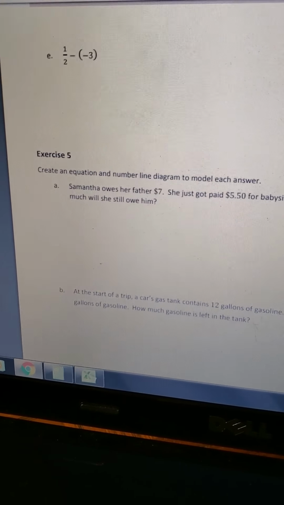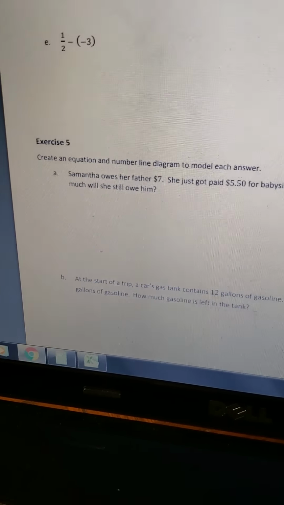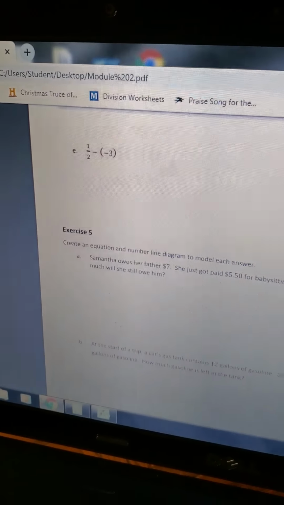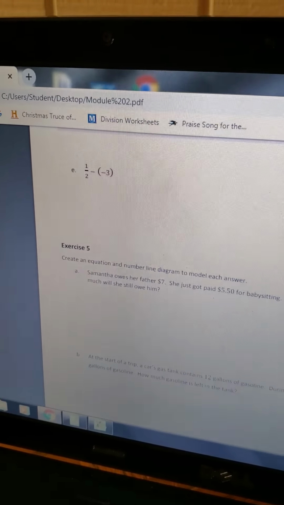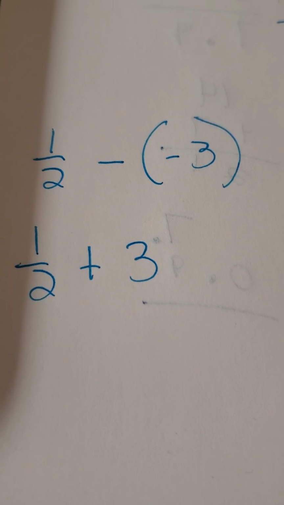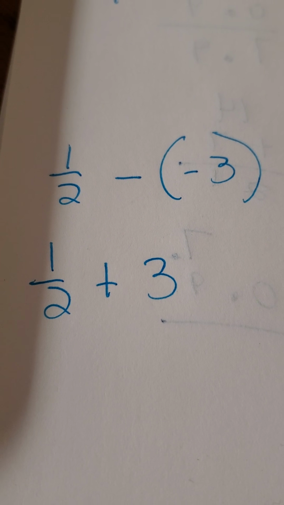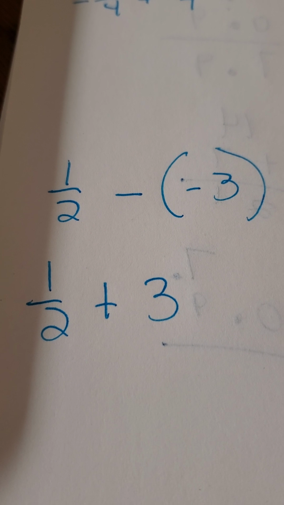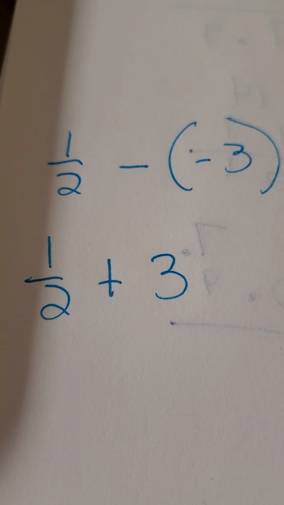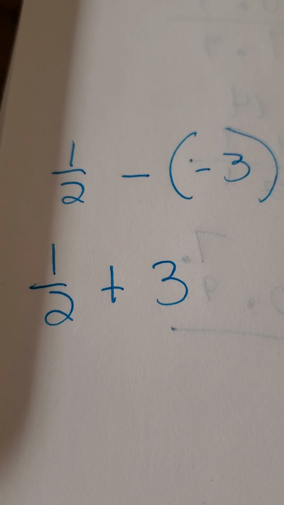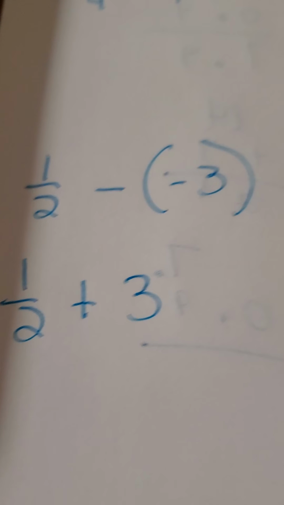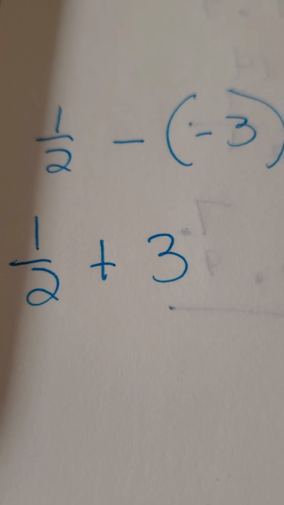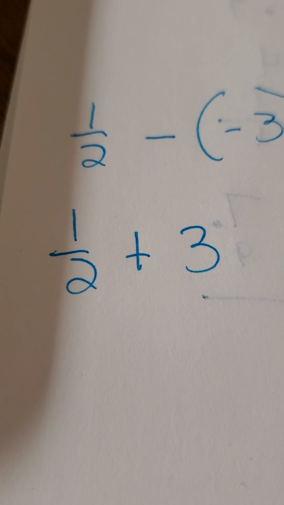So letter E, go ahead and do that one. Very similar to the one we just did. Okay, so we have a positive minus a negative 3. So over here, I wrote the problem out, 1/2 minus negative 3. And we change that into addition. We do not do subtraction. So by changing that into a plus, we also change negative 3 into a positive 3. So both of these are positive now.